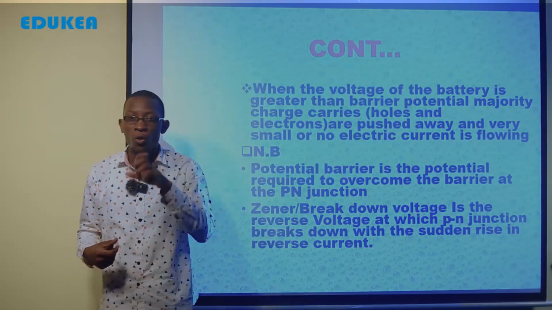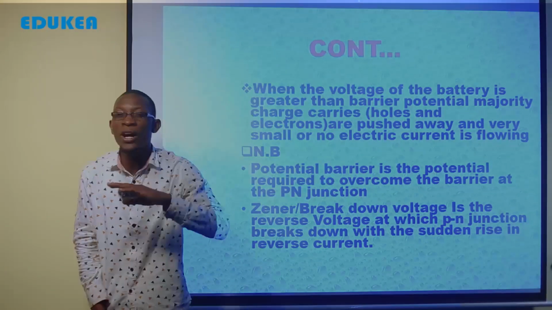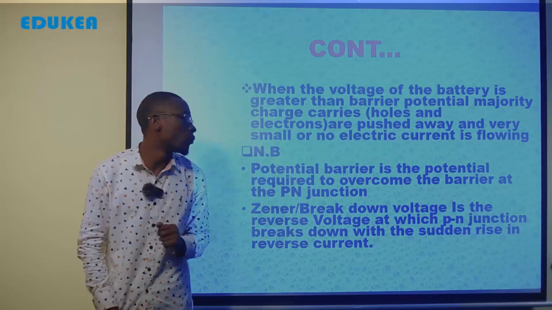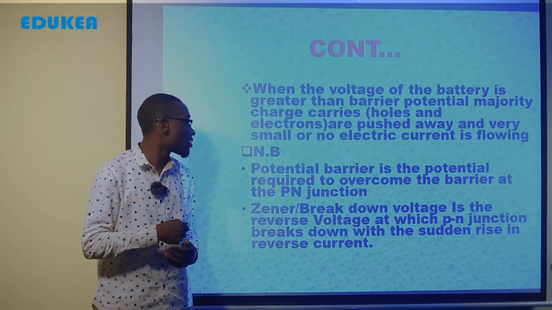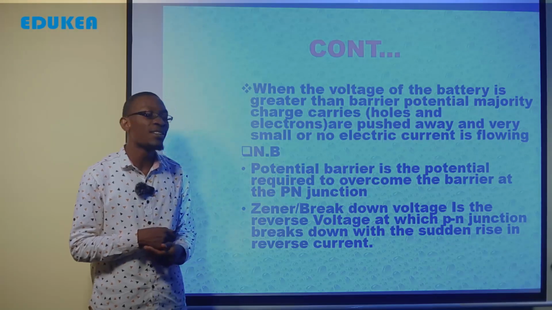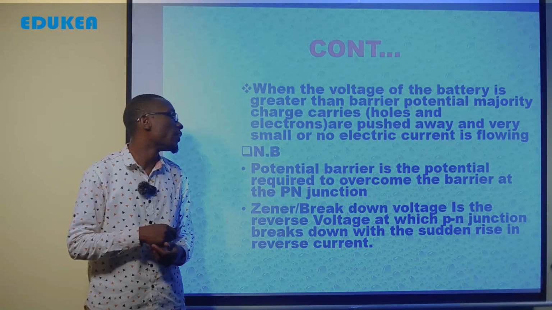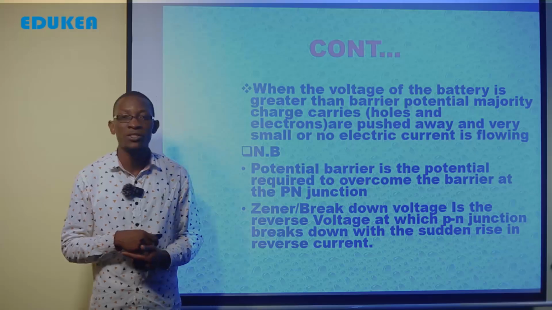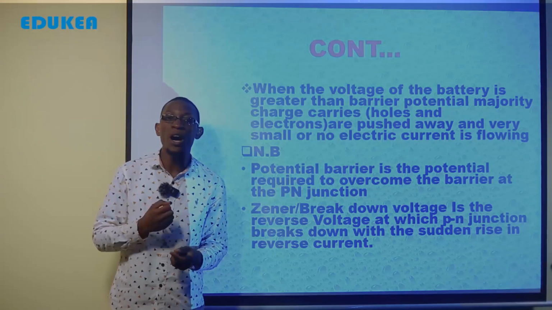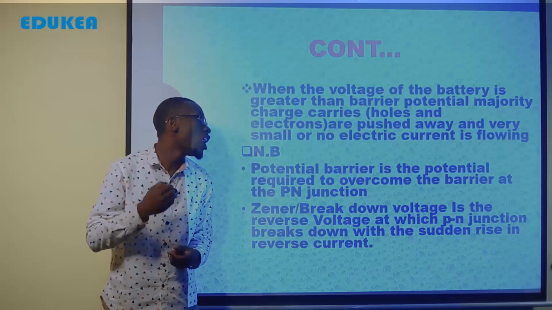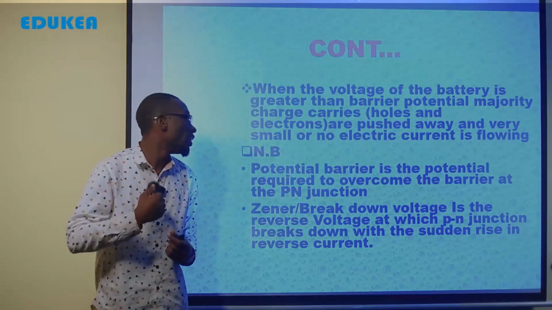And B, there is some terminology here to understand. The potential barrier ni nini? Tunasema is the potential required to overcome the barrier at the PN junction. Kwa potential barrier hiyo ni potential au ni kiwango cha voltage ambacho tunakihitajia kwa ajili ya kuweza kuovercome ile barrier ambayo inazuia flow of electric current katika PN junction.